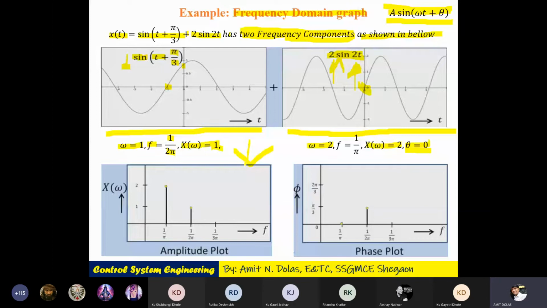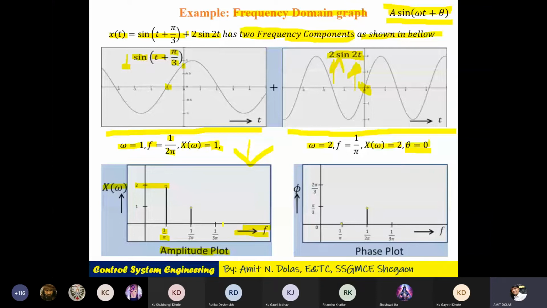There are two diagrams at the bottom. It is represented like that. So you can see X of omega is the magnitude, and here on the y-axis there is a frequency plot. Just look at this. I'm interested in the plot of the number of frequencies. So at 1 by pi, if you put the value, you'll get magnitude 2. Two frequencies are available.